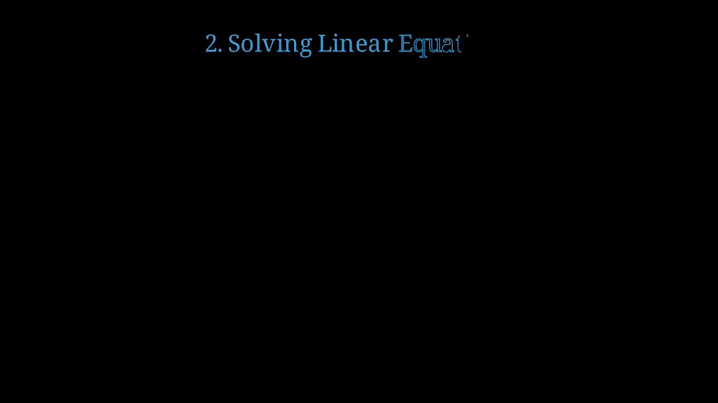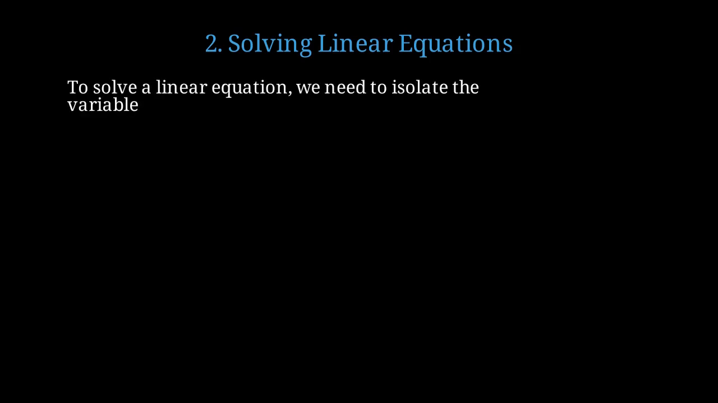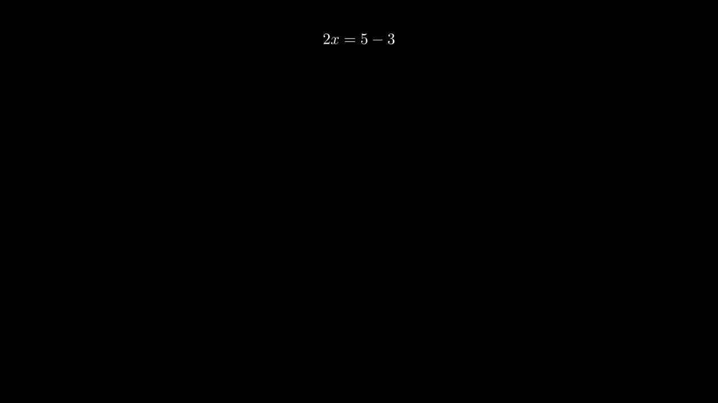Now let's learn how to solve linear equations. To solve a linear equation, we need to isolate the variable. Let's solve the equation 2x plus 3 equals 5. First, we subtract 3 from both sides to get 2x equals 5 minus 3.